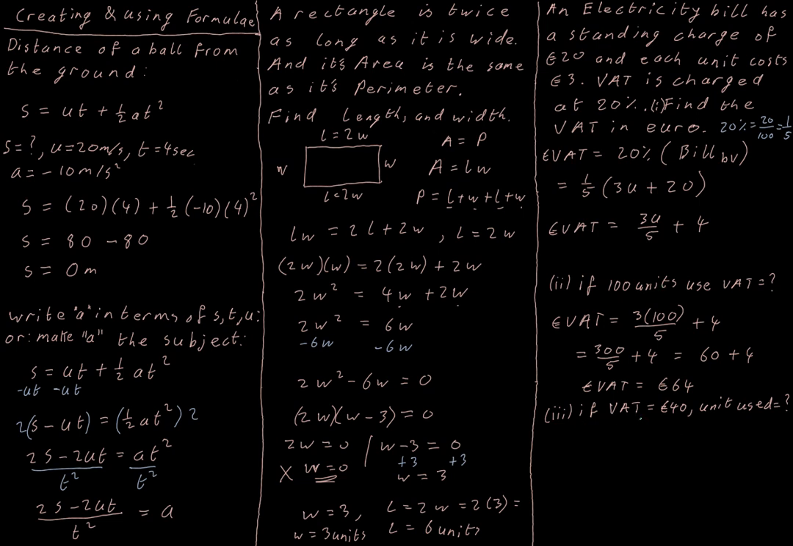And if the euro VAT cost us €40, so if we had to pay €40 in VAT, how many units of electricity did we use? Well, we write down what we know, that our VAT equals €40, and now we need to isolate U in order to find the number of units. So when we rearrange, we will get it, we used 60 units. So that's what we need for creating and using our formula.